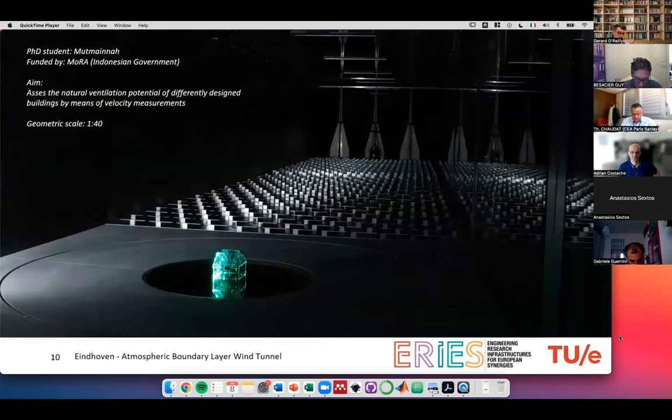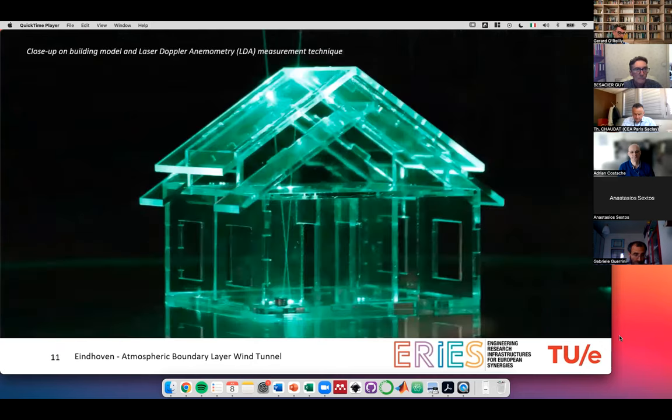So we do have a plexiglass turntable, which you see here in the center below the model. And we have a laser Doppler anemometer with which you can then measure non-intrusively from below. In this close-up, you can see that two laser beams from the LDA are coming from below the model. The intersection point is inside of the building. The flow was seeded to measure velocities inside.